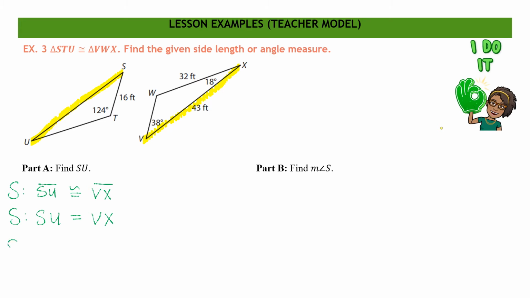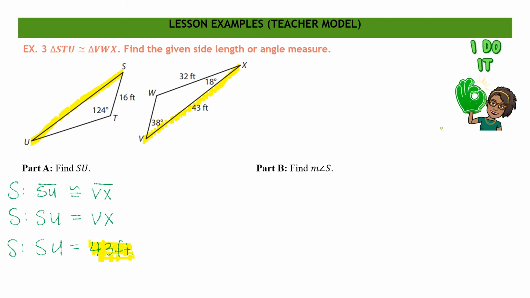Now in this last step, instead of solving, we're going to substitute. SU stays the same, but we do know the value of VX, and the value of VX is 43 feet. Always remember to include the units if they are given. That tells us that because these two figures are congruent to each other, SU is going to correspond to the same value as VX, which is 43 feet. Now let's look at part B.